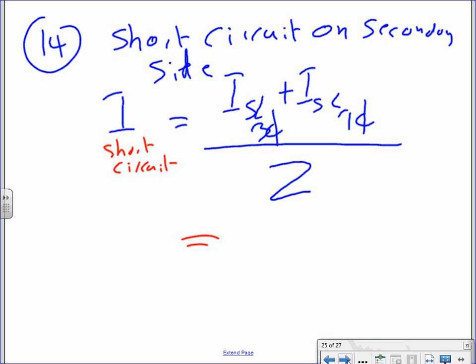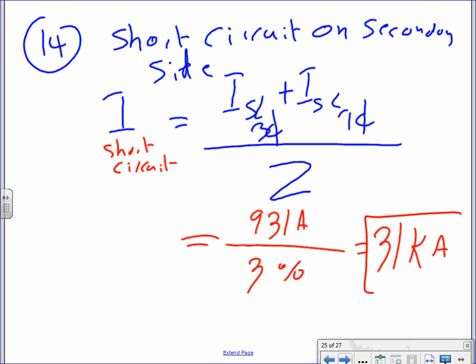Gentlemen, the last step is 14. 14 is find the short circuit on the secondary side of the transformer. The short circuit is I secondary line plus I secondary single phase divided by the secondary impedance. So basically, you're going to take the total I31, the worst scenario, right? 931 is the worst scenario. Divided by 3%, the impedance is 3%. Gentlemen, you got yourself a 31 kiloamp short circuit on the secondary side of this transformer.